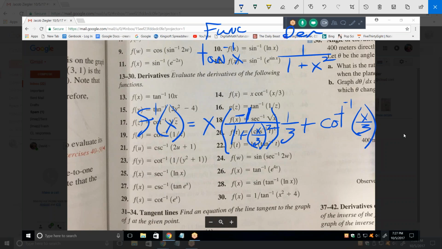You don't. And it's like sine notation. When you say sine of x, it's not sine times x, it's sine of x. This is the inverse cotangent of x over 3. And that's your answer. Okay? Let's do 15.